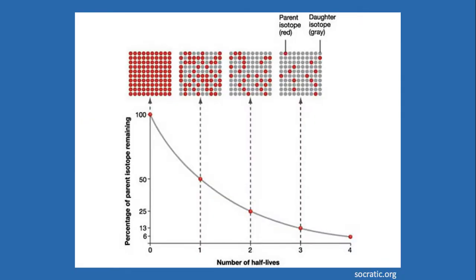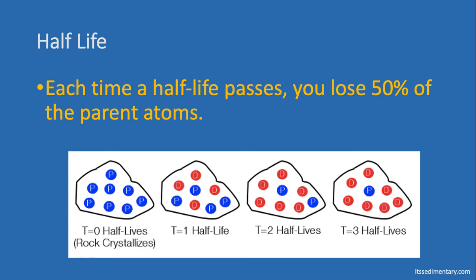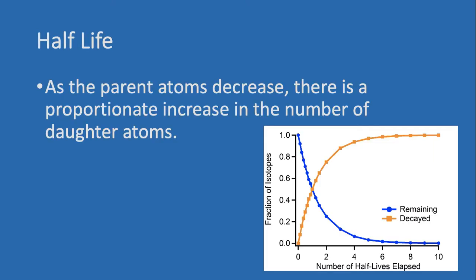So look at it on the chart. One half-life, you have 50-50 red and gray. After two half-lives, only 25% of the atoms are still red. Each time a half-life passes, you lose 50% of the parent atoms, but they become the daughter atoms. And as the parent atoms decrease, there's a proportionate increase in the number of daughter atoms. So when you have 12.5% of the parent atoms remaining, at that point you have 87.5% daughter atoms.